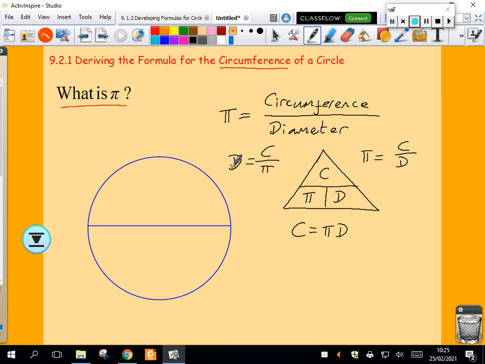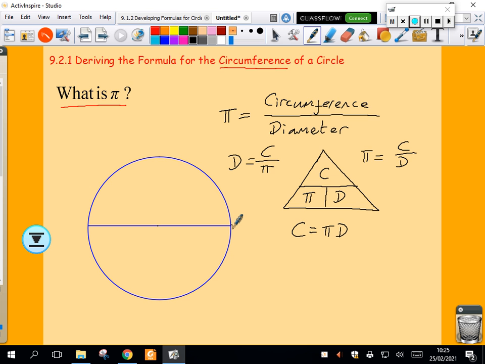Remember, the diameter is a line segment that passes through the center of the circle and touches the circle on both sides. And there are infinitely many diameters in a circle. They're all the same length. And there are 2 radii. So the circumference of a circle is pi multiplied by the diameter. That's essentially the definition of pi.